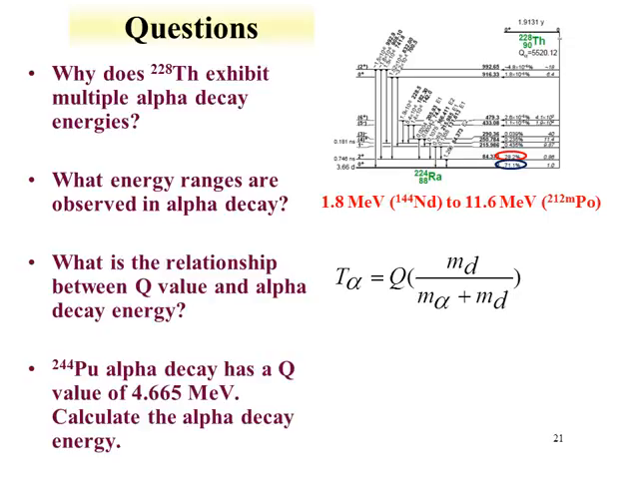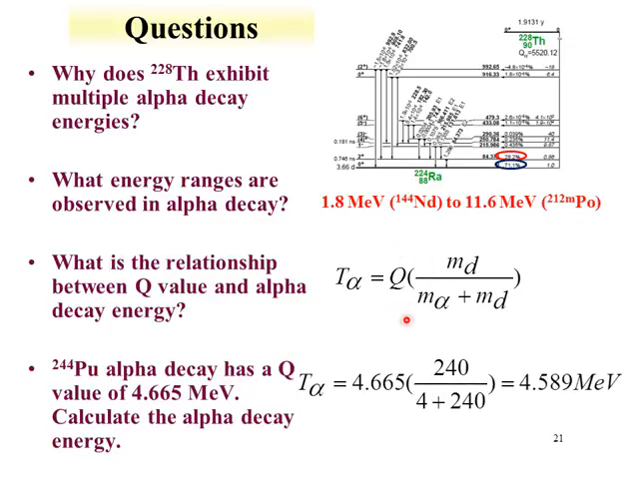So imagine that we want to determine the alpha decay energy for an isotope like plutonium-244. It has a Q value of 4.665 MeV. Find the alpha decay energy. Well, plug this value into the equation. There's our Q value. Plutonium-244, the daughter is uranium-240. So 240 divided by 240 plus 4, times the Q value, is equal to 4.589 MeV.